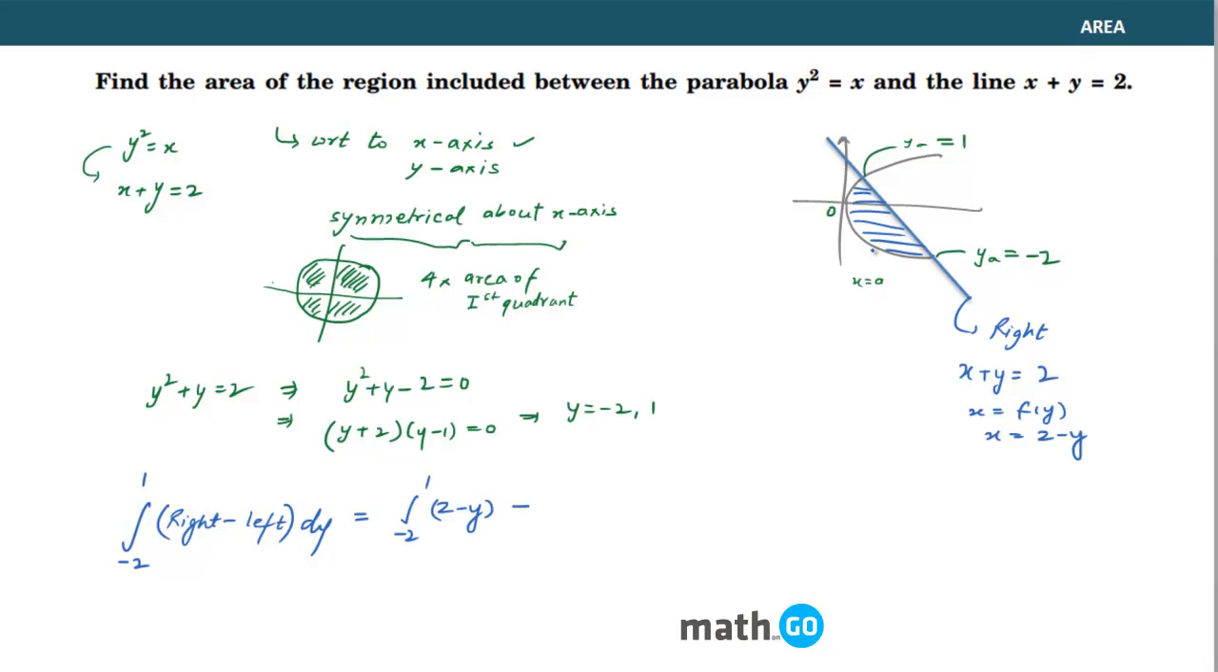Minus left. So left is the parabola. This is the left part. Left is the parabola here. The parabola is already simplified, y square equal to x. So you will put y square dy. This is what you need to calculate in this area, and you can see that this is a very easy problem now to calculate. Solve this to get the answer of the area as 9 by 2. This is the answer that you should get. I'm leaving the integration part for you to solve.